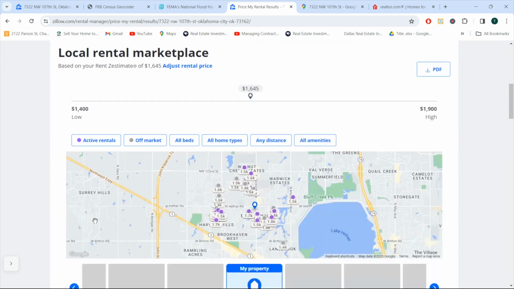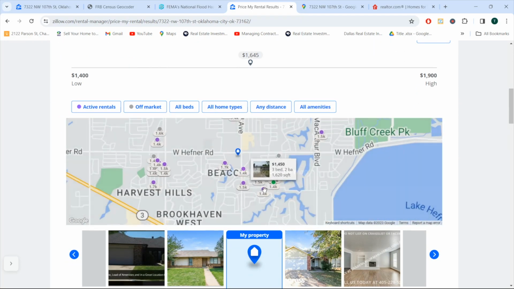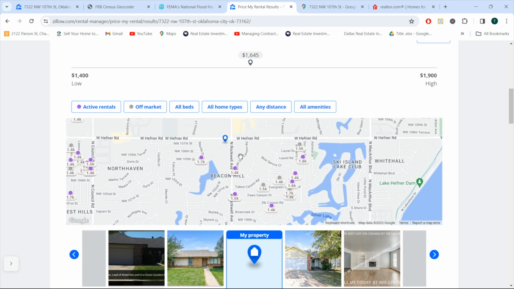What we do is we come down here and zoom in to see. Our property is here. This property got $17.95. We don't know how big it was, but we know it's around the same square footage. So we should expect right around $1,700 or $1,750 for ours.